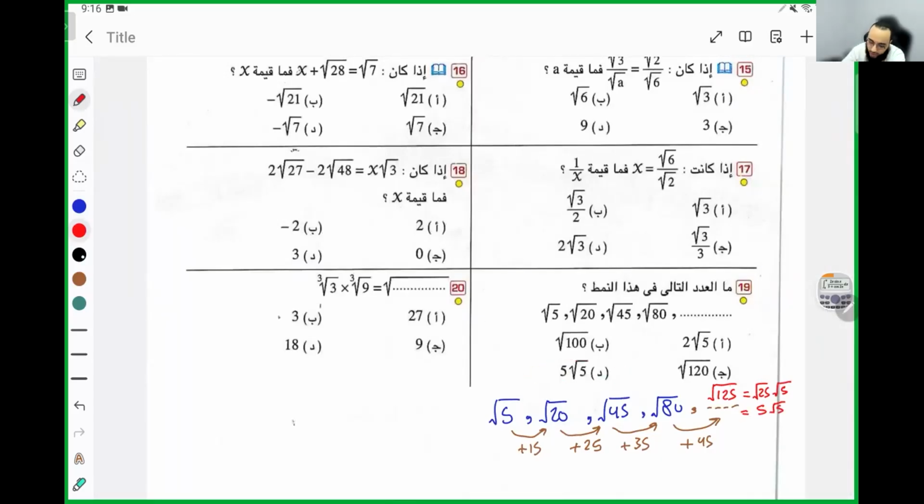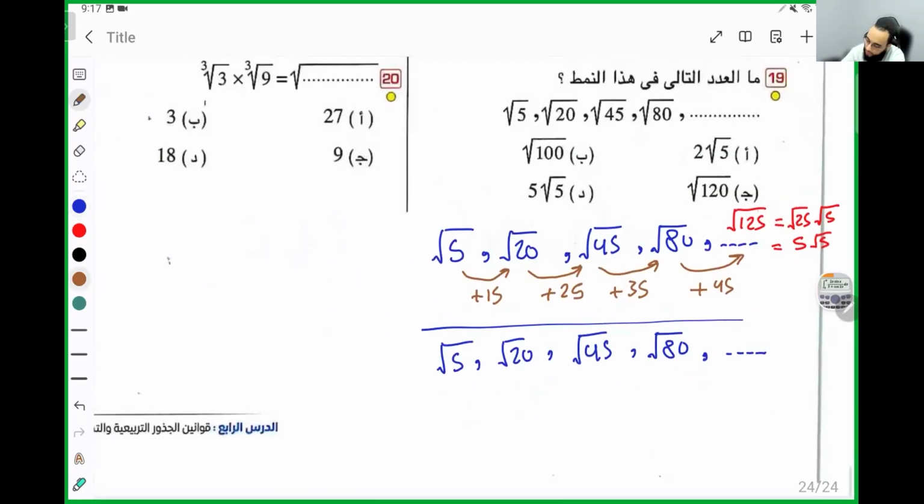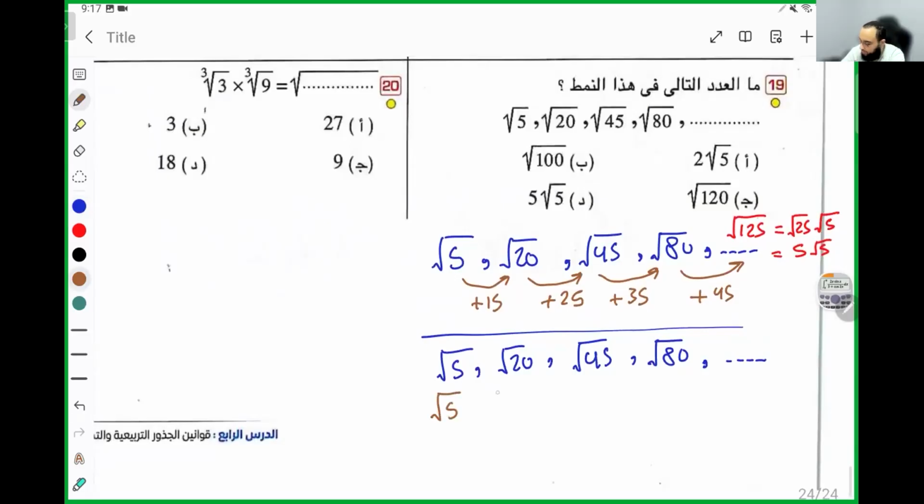Another way, look at this way, be focused. If it is root 5, root 20, root 45, root 80, I'll write the first one the same, root 5. This one I write as root 4 root 5. This one I write as root 9 root 5. And this one I write as root 16 root 5. So this is root 5, this is going to be 2 root 5.